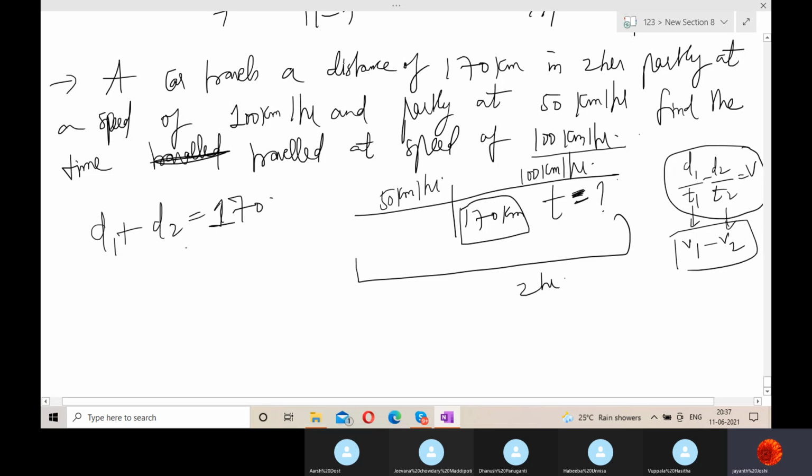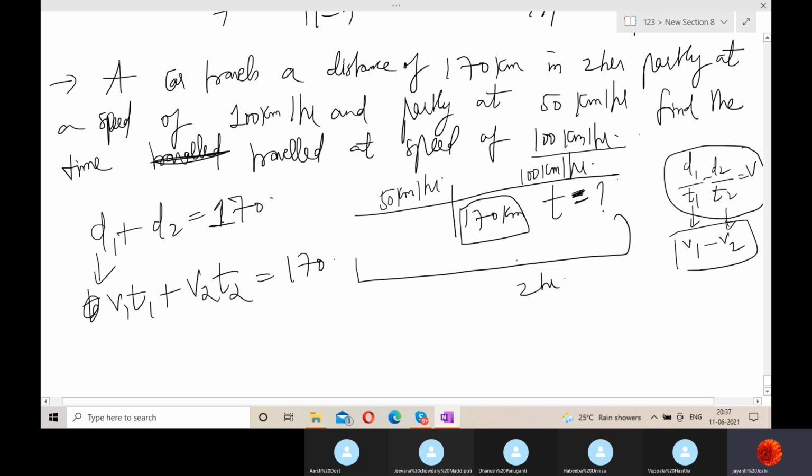Please tell me yes or no, all of you. Yes, they have given. So what is the formula for distance? Distance is speed into time, correct? So we will take v1 t1 plus v2 t2 is equal to 170.